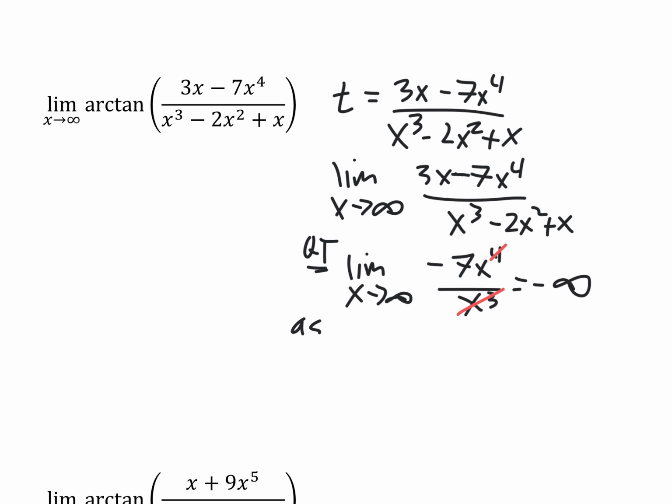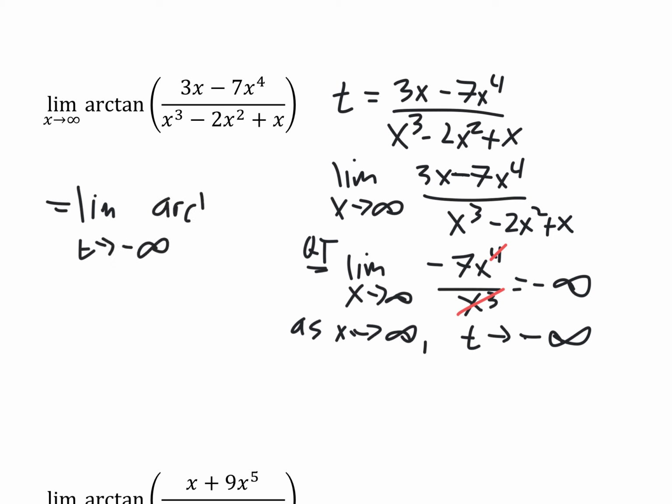So that means that as x approaches infinity, t approaches negative infinity. So that means for our limit over here, we're going to get the limit as t approaches negative infinity of arctan of t. And based on the graph, this value is minus pi over 2. Again, remembering it from the graph. Let's try another one.